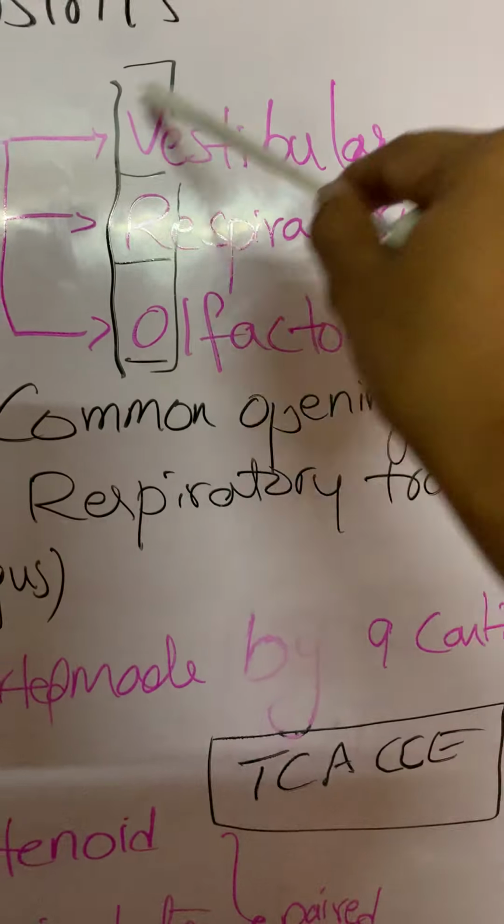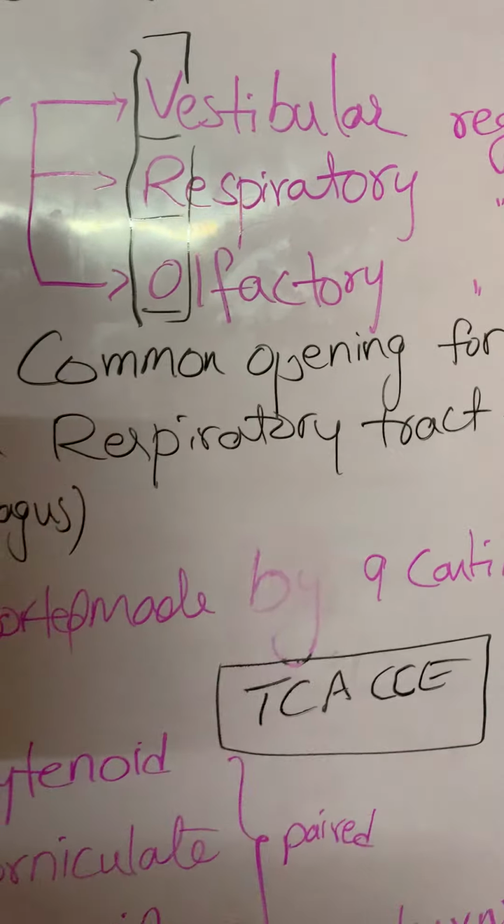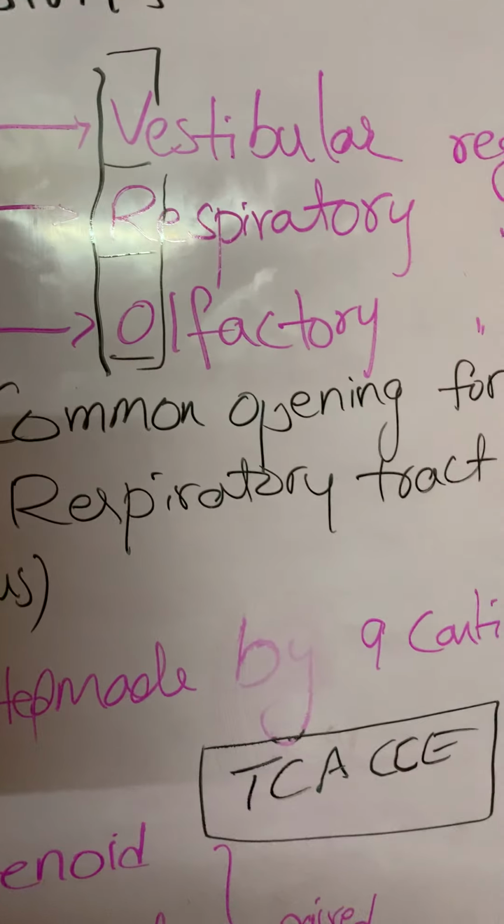The nasal chamber is divided into three regions: vestibular, respiratory and olfactory regions. Here you can remember the three regions by a simple trick.